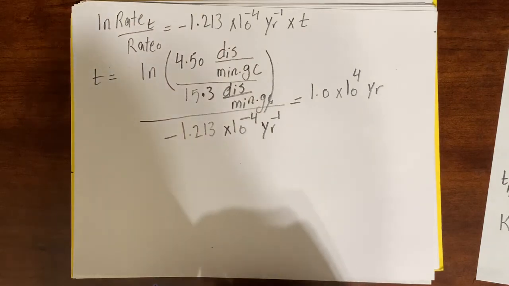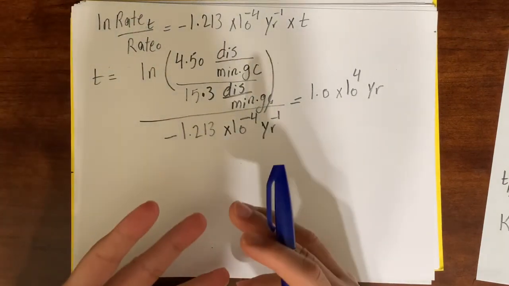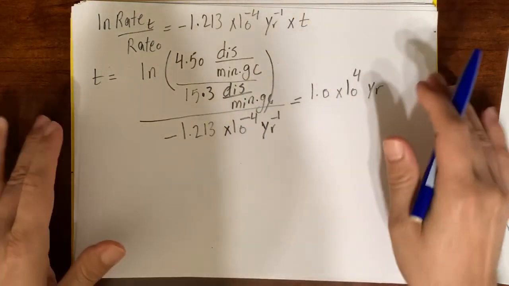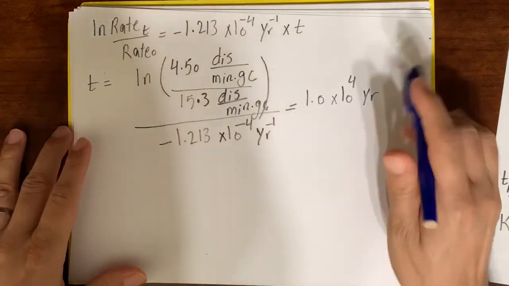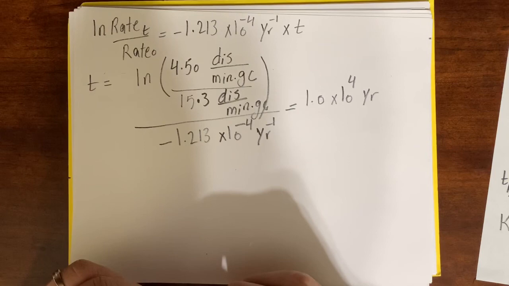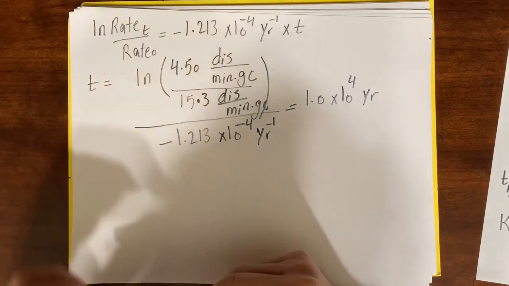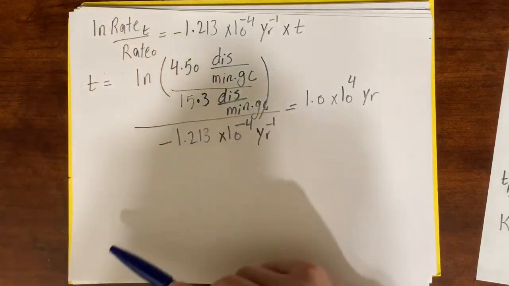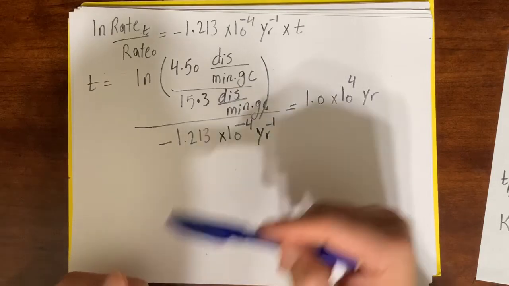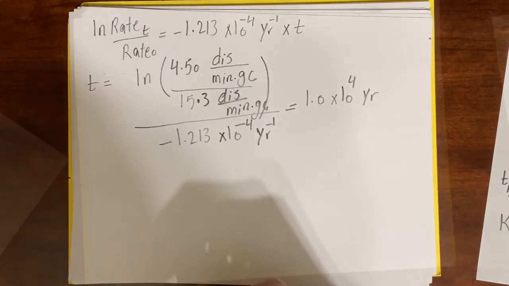I had the rate for an ancient bone. The rate says 4.50 disintegration per minute multiply gram of carbon. And for a live organism, it's around 15.3. You get the ratio between them. Now that I got the ratio divided by K, it will give us the age of that bone. Okay.